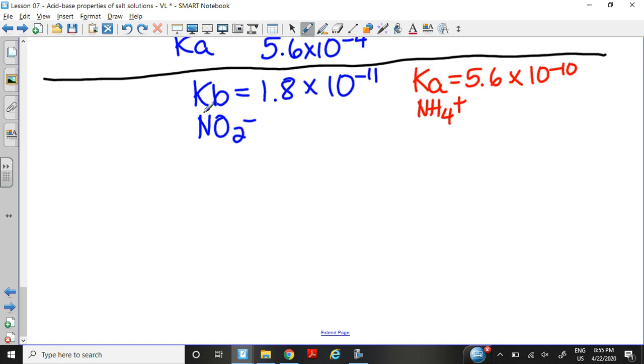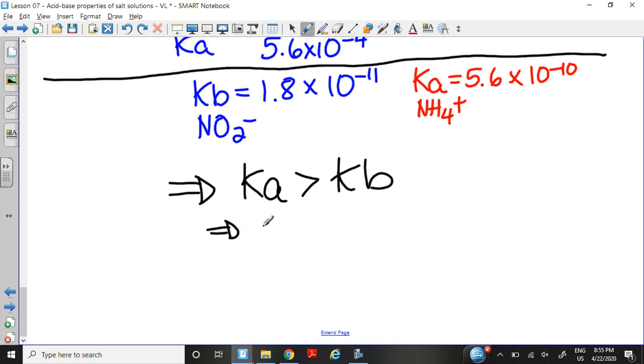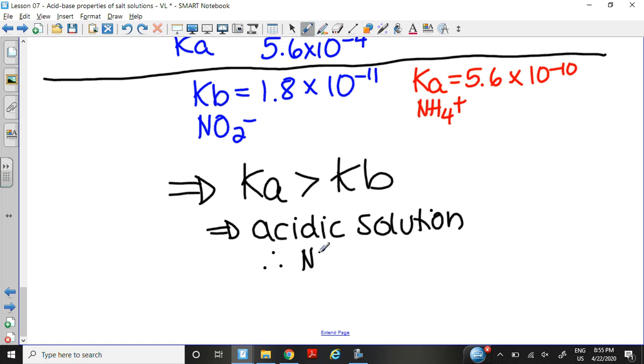Here you're going to compare the Kb to the Ka. Which number is larger? Here, the Ka is greater than Kb. And if the Ka is larger, that means more of those ions will dissociate, and you're going to get an acidic solution. So you can say NH4NO2 is acidic. Lots of work just to get to this answer.